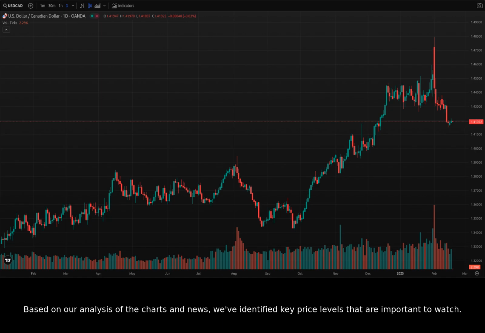Based on our analysis of the charts and news, we've identified key price levels that are important to watch. The 1.36 level appears to be a significant support level and, if broken, could lead to lower prices. The 1.42 level has served as resistance in the past, and breaking above it could signal an upward trend.